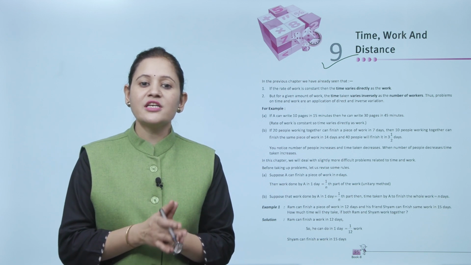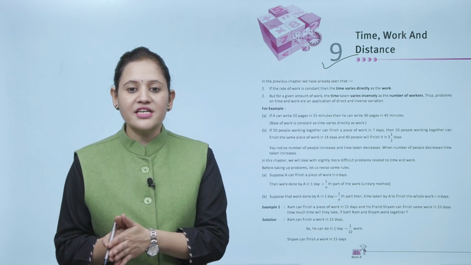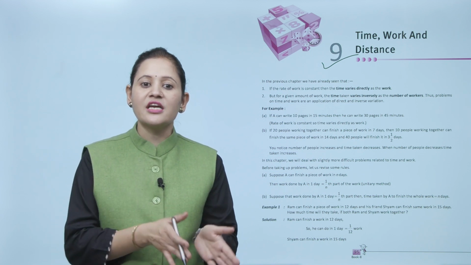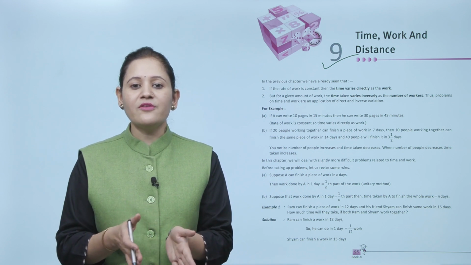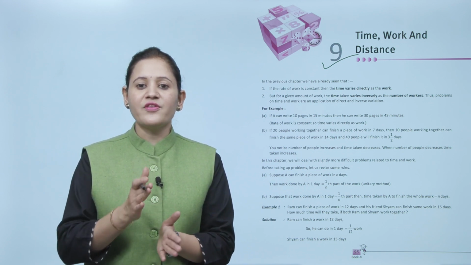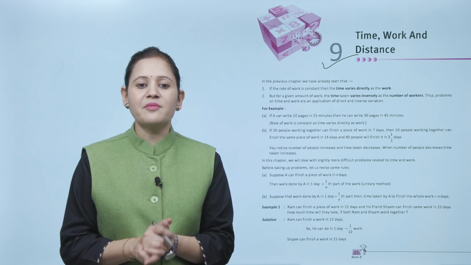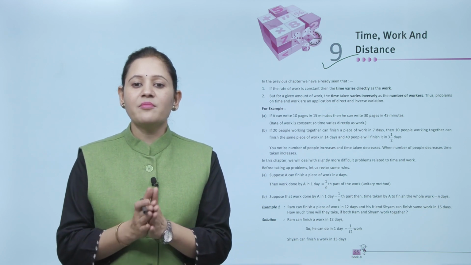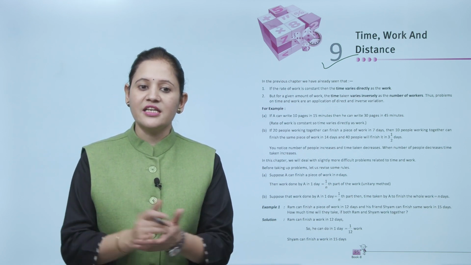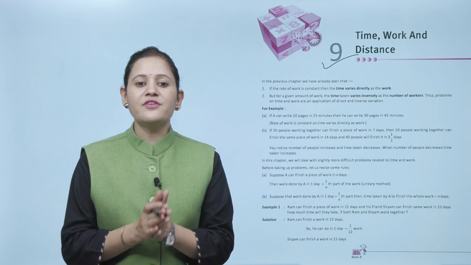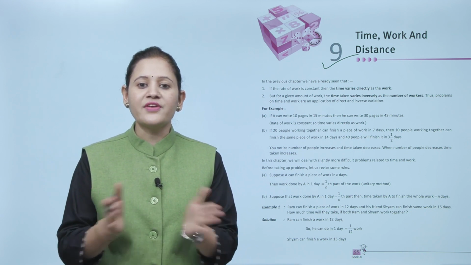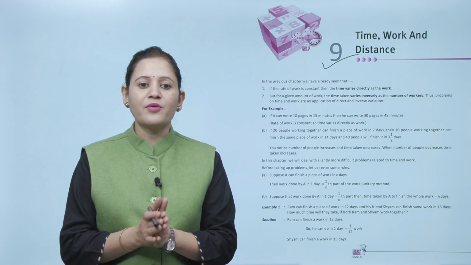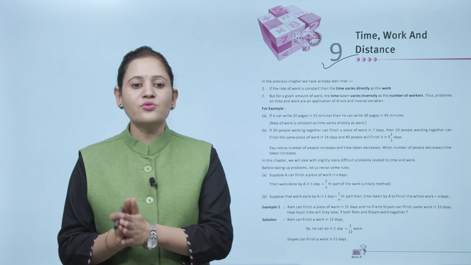If 20 people working together can finish a piece of work in 7 days, then 10 people working together can finish the same piece of work in 14 days, and 40 people will finish it in 3 1/2 days. You notice the number of people increases and the time taken decreases. When the number of people decreases, time taken increases. In this chapter, we will deal with a slightly more difficult problem related to time and work. Before taking the problem, let us revise some rules.